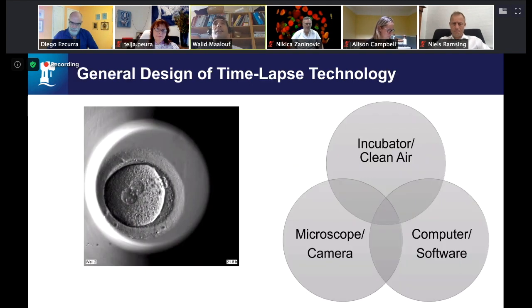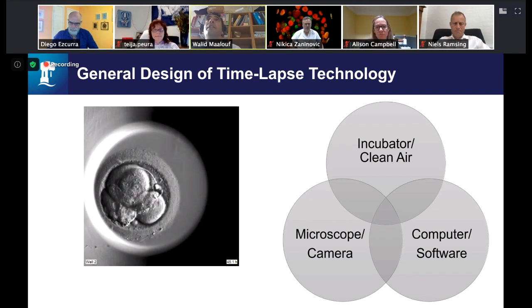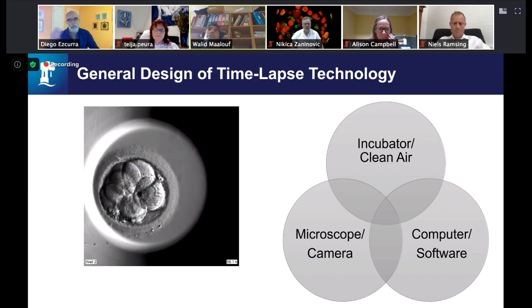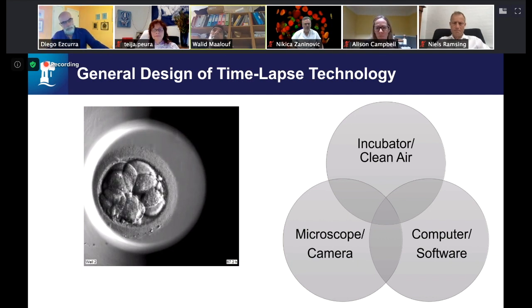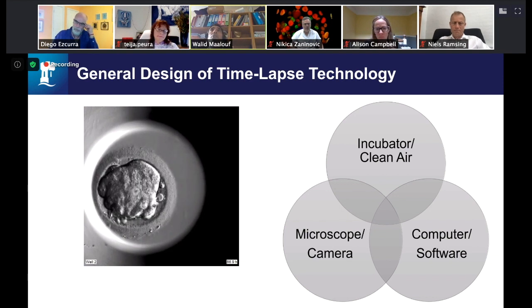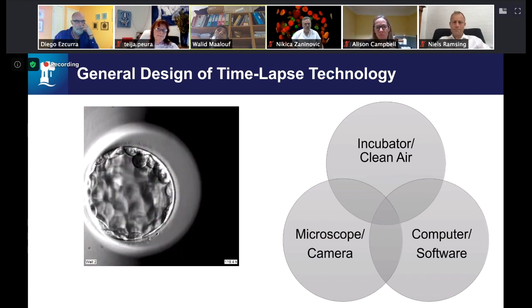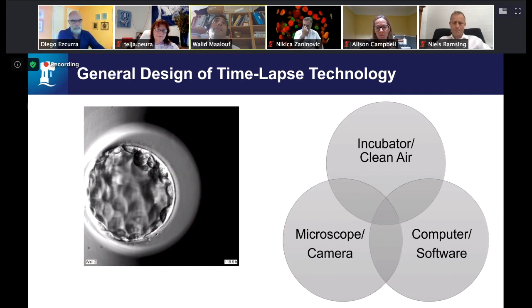This all led to the development of what you call the time-lapse technology systems, and typically the ones that are used today are integrated systems. The system includes the incubator, the microscope, the camera, as well as the computer and suitable software to run everything together and allow a suitable interface with the operator. And typically, they have a very clean air environment. All of this leads to what you see on the left-hand side video, a time-lapse video created on one of those time-lapse systems over 5 days of development.